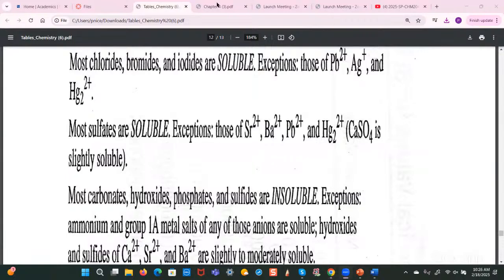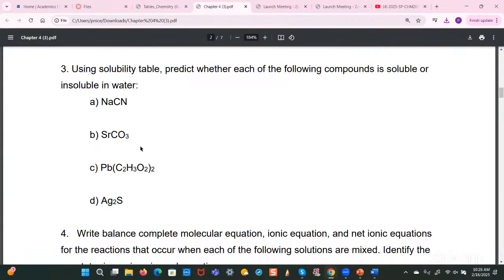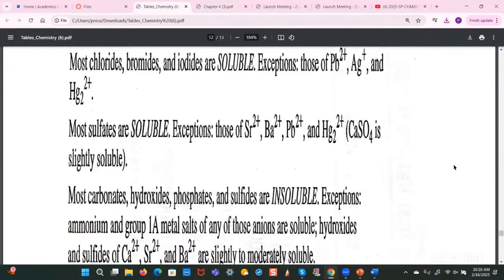So going back to the assignment, the question is asking to predict whether or not each of these will be soluble or insoluble in water, right? So let's start off with the NaCN, sodium cyanide, right? So based on the table, would you say that sodium cyanide is soluble in water? Here's the table. Sodium cyanide.